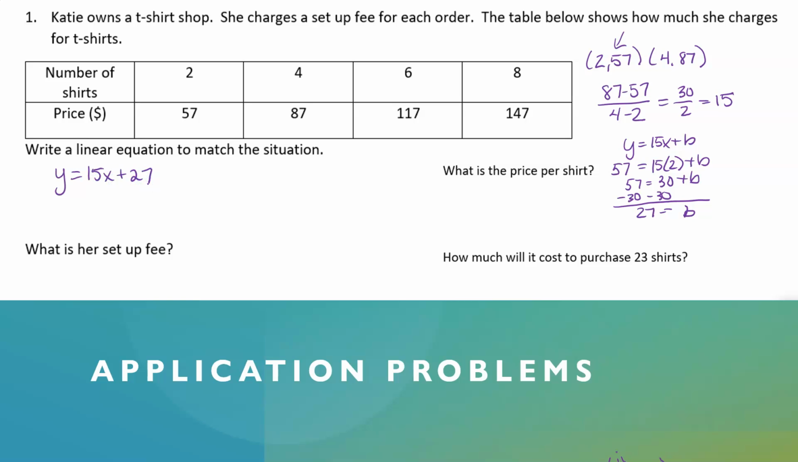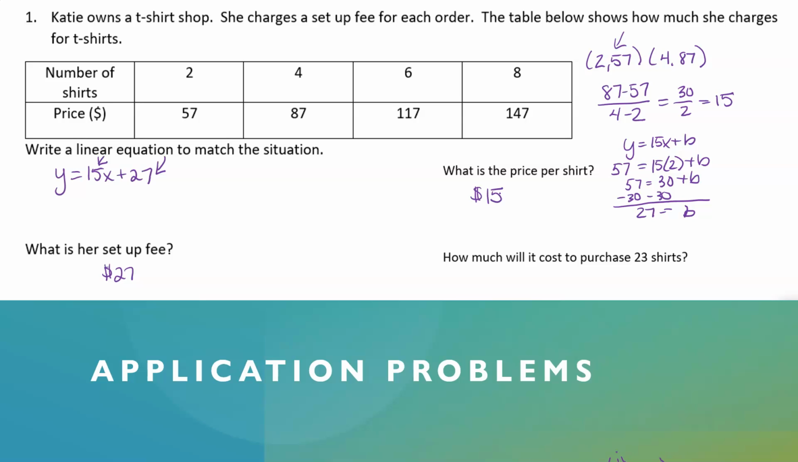Her setup fee, which you pay one time, is $27. That's my b, or my y-intercept. And the price per shirt, which is my m, is my rate, and that's $15 per shirt.